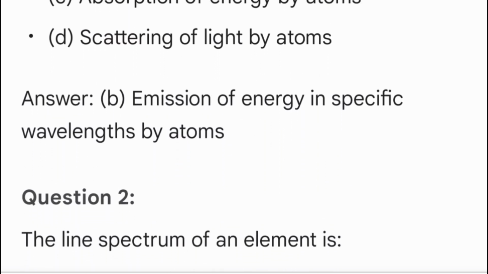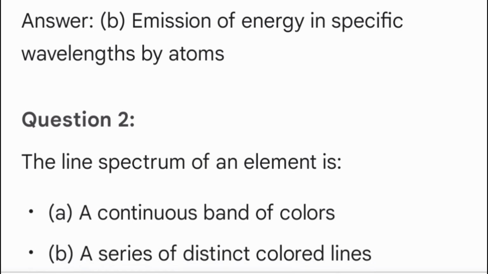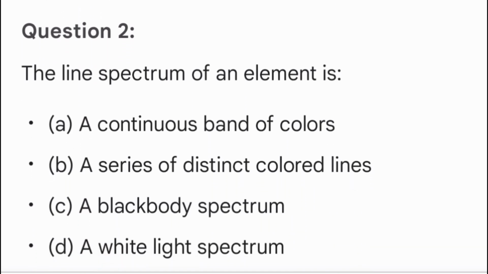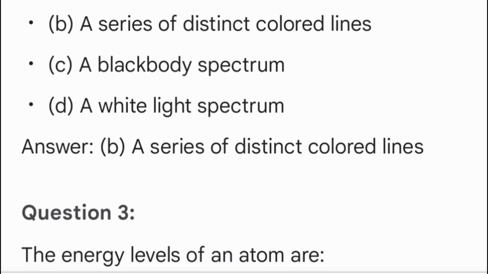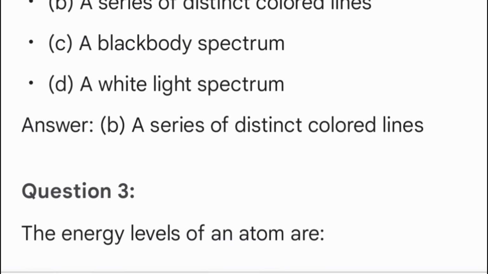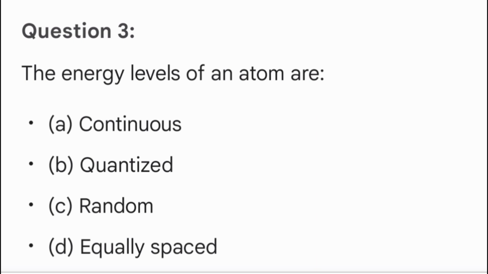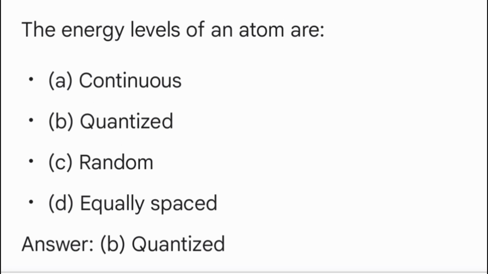Question 2. The line spectrum of an element is A. A continuous band of colors, B. A series of distinct colored lines, C. A blackbody spectrum, D. A white light spectrum. Answer: B. A series of distinct colored lines. Question 3. The energy levels of an atom are A. Continuous, B. Quantized, C. Random, D. Equally spaced. Answer: B. Quantized.